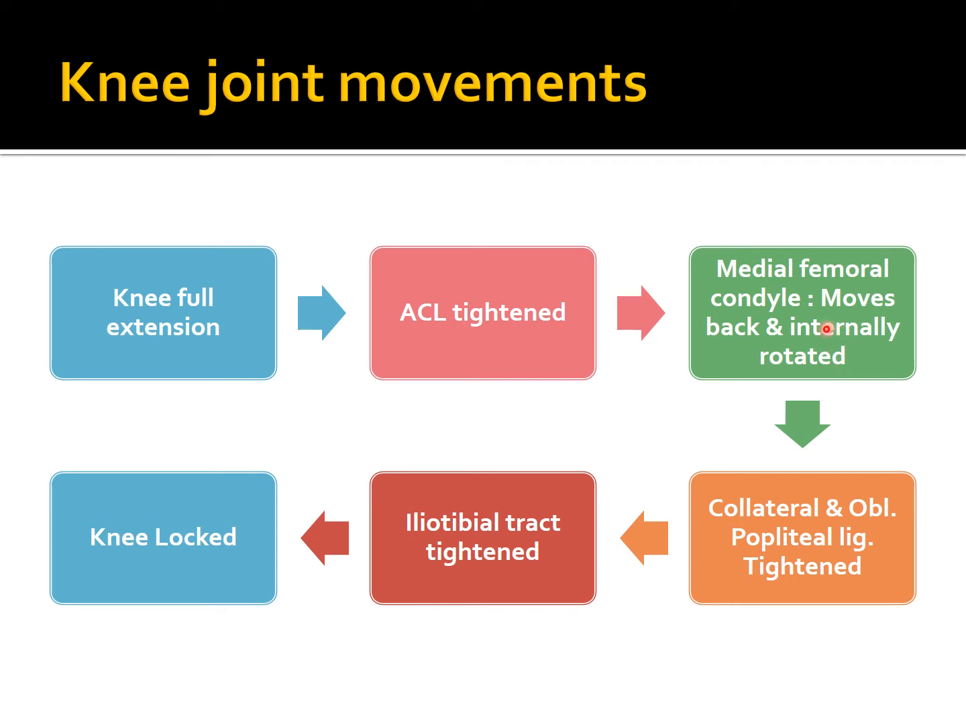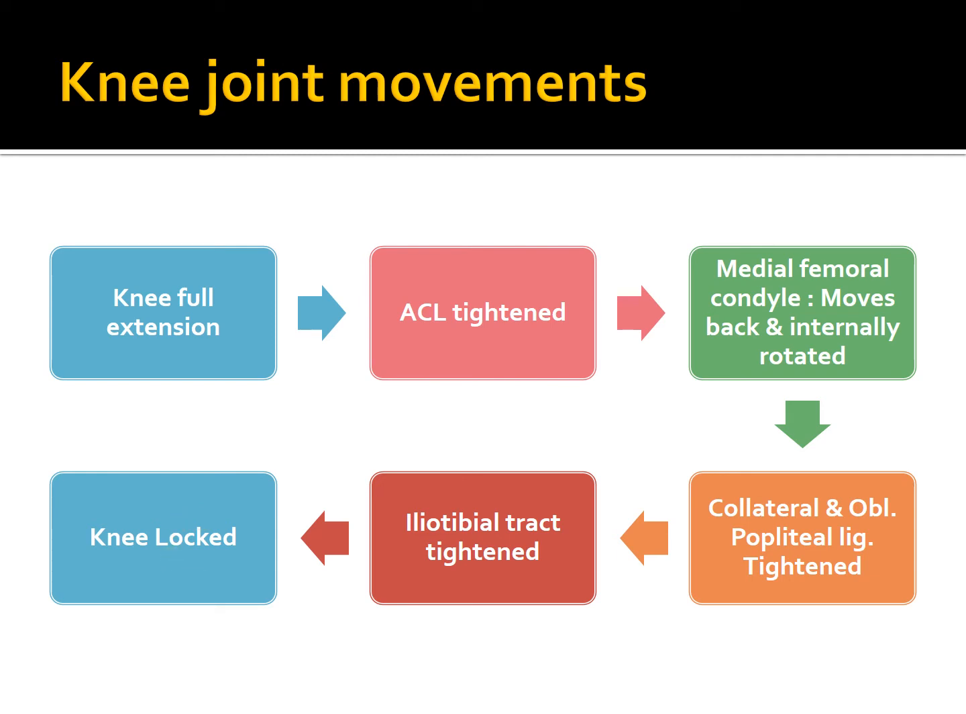Okay, it has a medial rotation and internally and moves a little bit on the posterior aspect, the medial femoral condyle. Then what happens? The collateral ligaments and the oblique popliteal ligaments get tightened up. And finally, the iliotibial tract on the lateral aspect gets tightened, bringing about the locking position. Now, how to unlock this position?